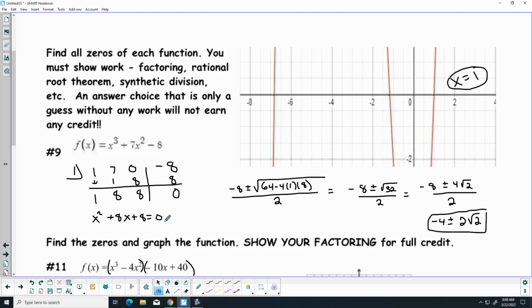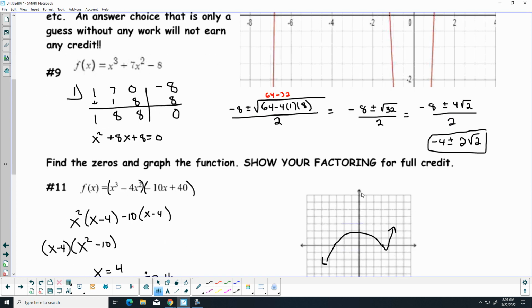I need to use the quadratic formula on that one. And 8 squared minus 4ac, I'm going to be left with 64 minus 32. So that's where that 32 underneath the radical comes from. 32 can be simplified down because that could be 16 times 2. 16 is a perfect square. So I can pull a 4 out, and the 2 stays underneath the radical. All my terms here are divisible by 2. So I'm going to be left with negative 4 plus or minus 2 radical 2.